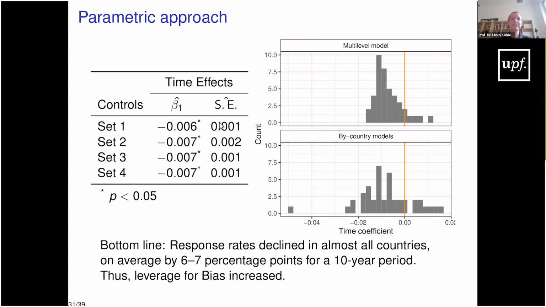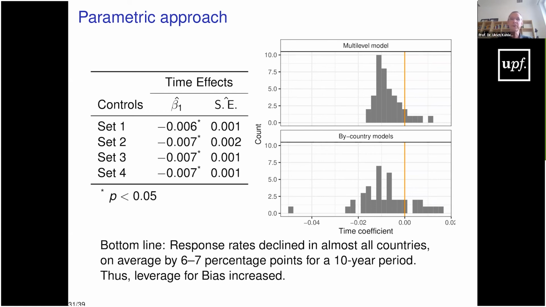This here is the parametric approach. So this here is the effect of time on non-response using the four adjustment sets. We see that we have on average a significant negative effect.